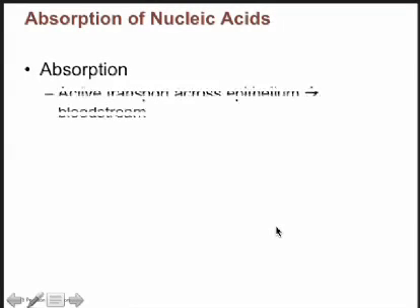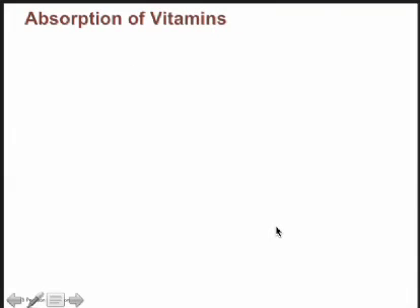For nucleic acids, we have active transport across the epithelium into the bloodstream. Vitamins are important cofactors in enzymatic reactions. You could consider them to be enzyme tools that are used in order to carry out particular chemical reactions, be they catabolic or anabolic in the body. And as a result, we need these in our diet in order for metabolism to continue.